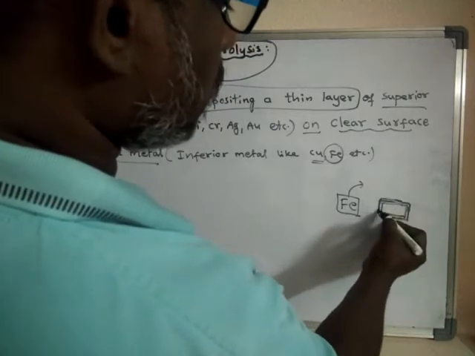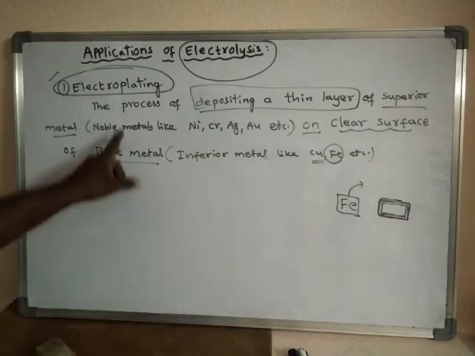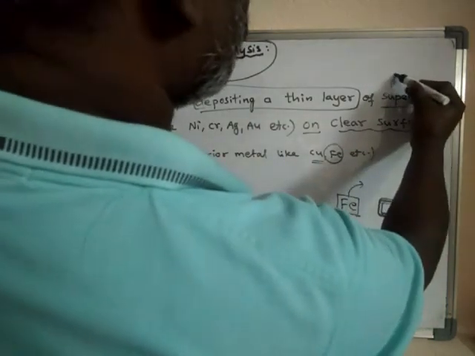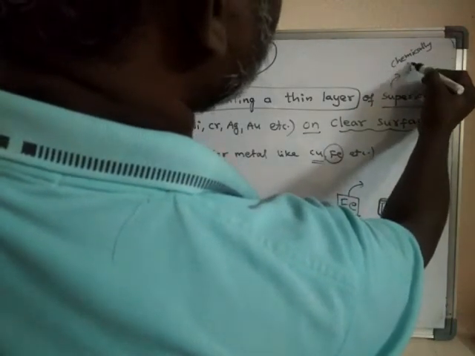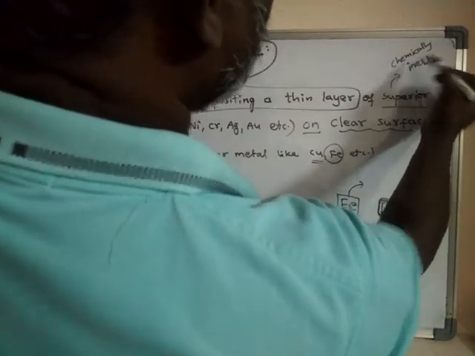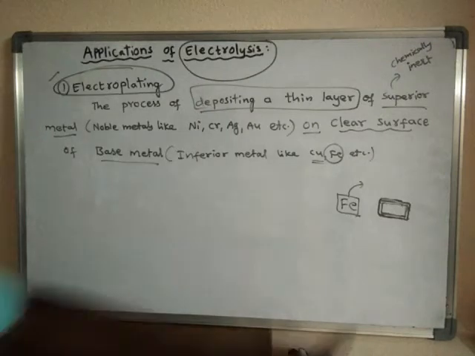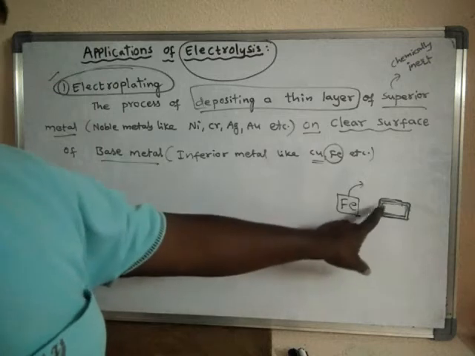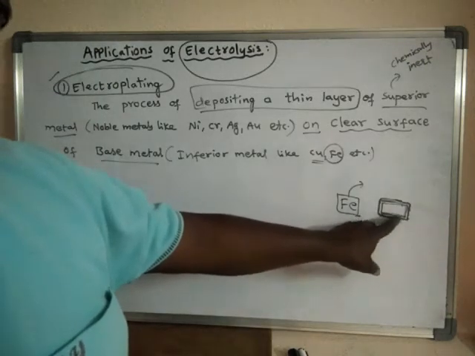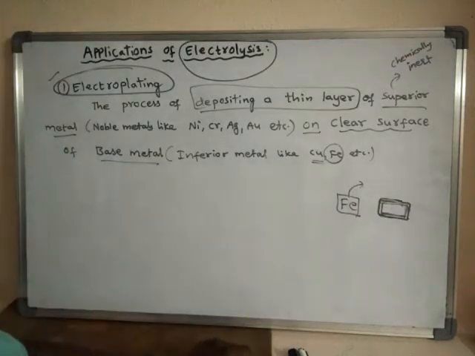The material which is coated on iron is chemically non-reactive. Generally the superior metals are chemically non-reactive, they are chemically inert. The superior metals or noble metals are chemically inert, non-reactive. So we have to apply a thin layer of non-reactive metal over a cheap quality metal, which is reactive.